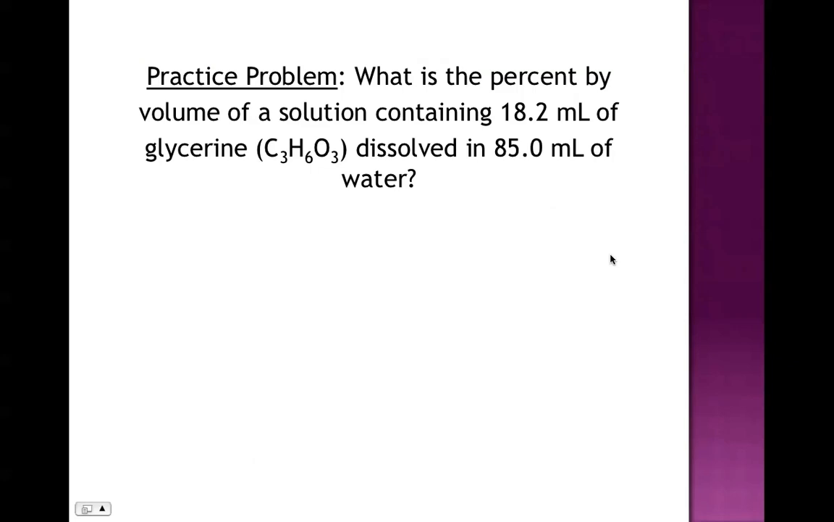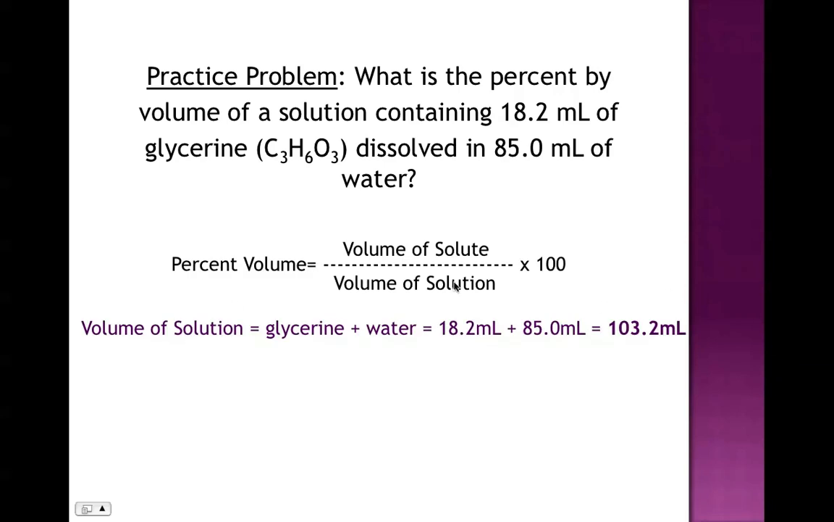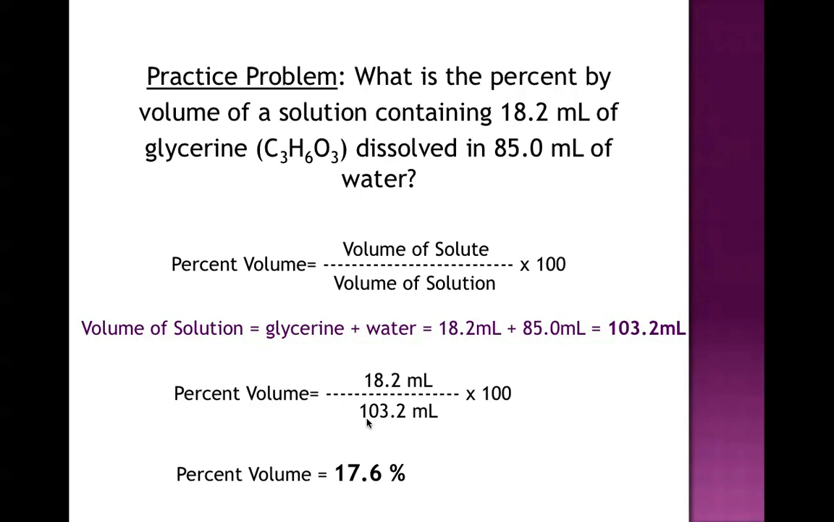All right, so our practice problem: what is the percent by volume of a solution containing 18.2 milliliters of glycerin dissolved in 85 milliliters of water? And again, we can see we're talking about water, so this is our solvent. So we're going to have to go ahead again to add these to get the volume of our solution. Filling in our given values, 18.2 and our 103.2 that we calculated, we get 17.6% of glycerin in our entire solution.